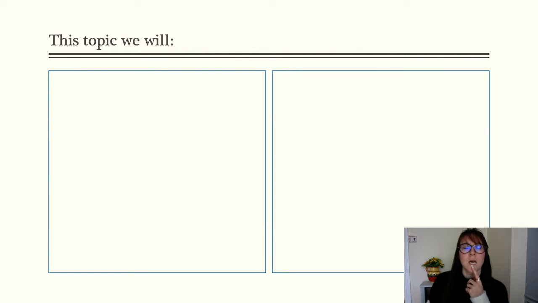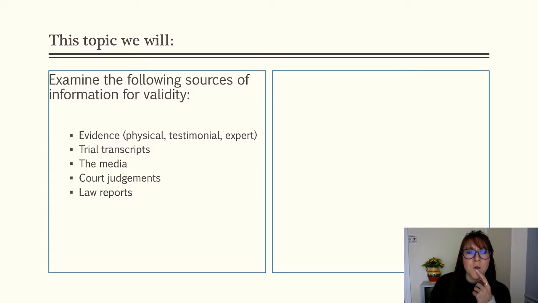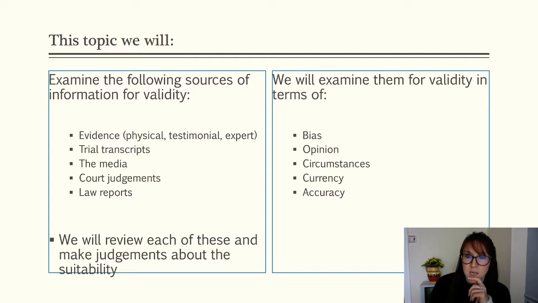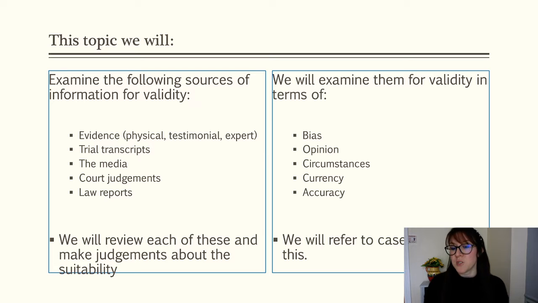So let's have a look. This topic, we will examine the following sources of information for validity: evidence, physical, testimonial and expert, trial transcripts, the media, court judgments and law reports. We will review each one of these and make judgments about the suitability. We will examine them for validity in terms of bias, opinion, circumstance, currency, accuracy. We'll refer to case studies to do this.